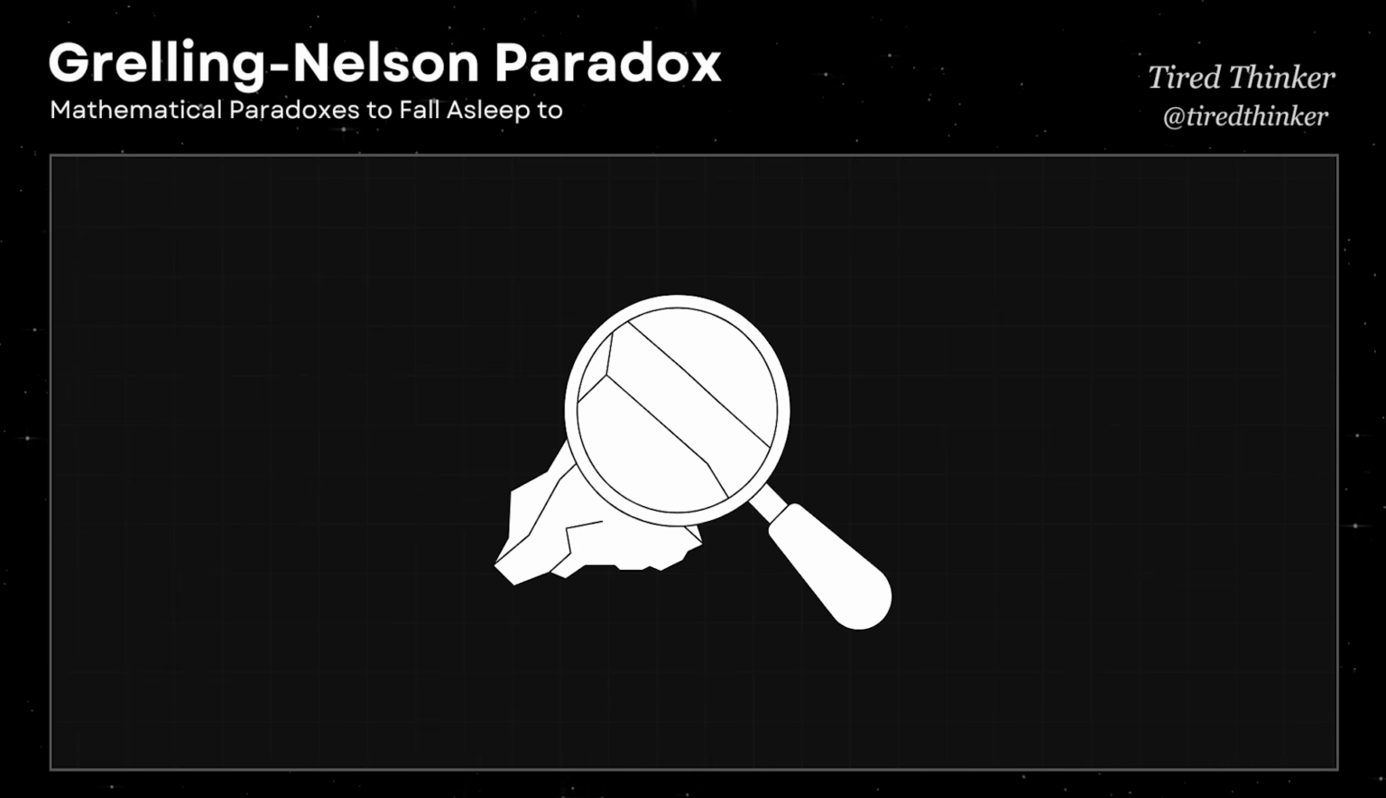A way to explore this paradox further is to apply it to other concepts. Consider categories that define themselves. The category of abstract ideas is an abstract idea. The category of things that are not words is not a word. But what about the category of things that do not fit into their own category? If it fits, it does not fit. If it does not fit, it fits. This mirrors the paradox of heterological.